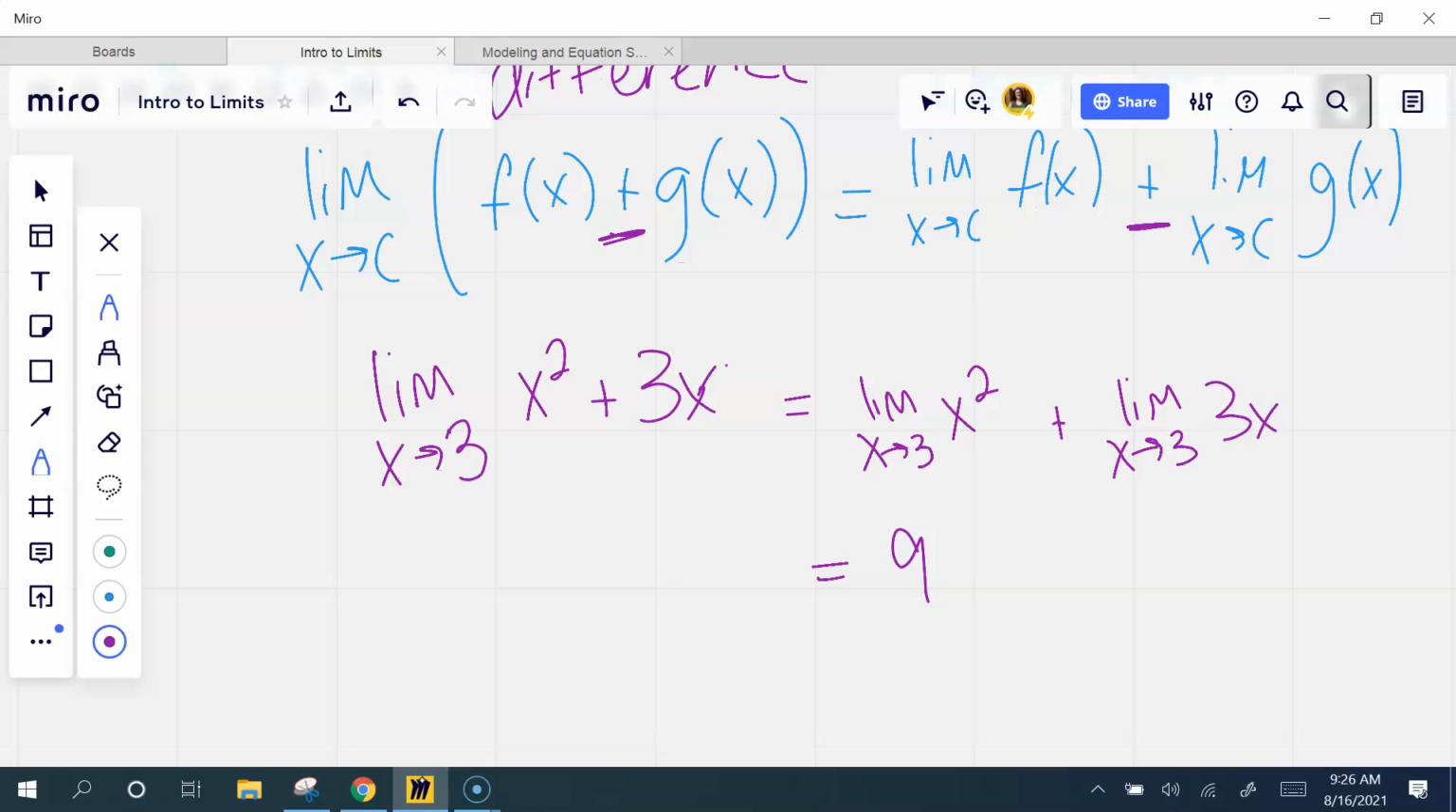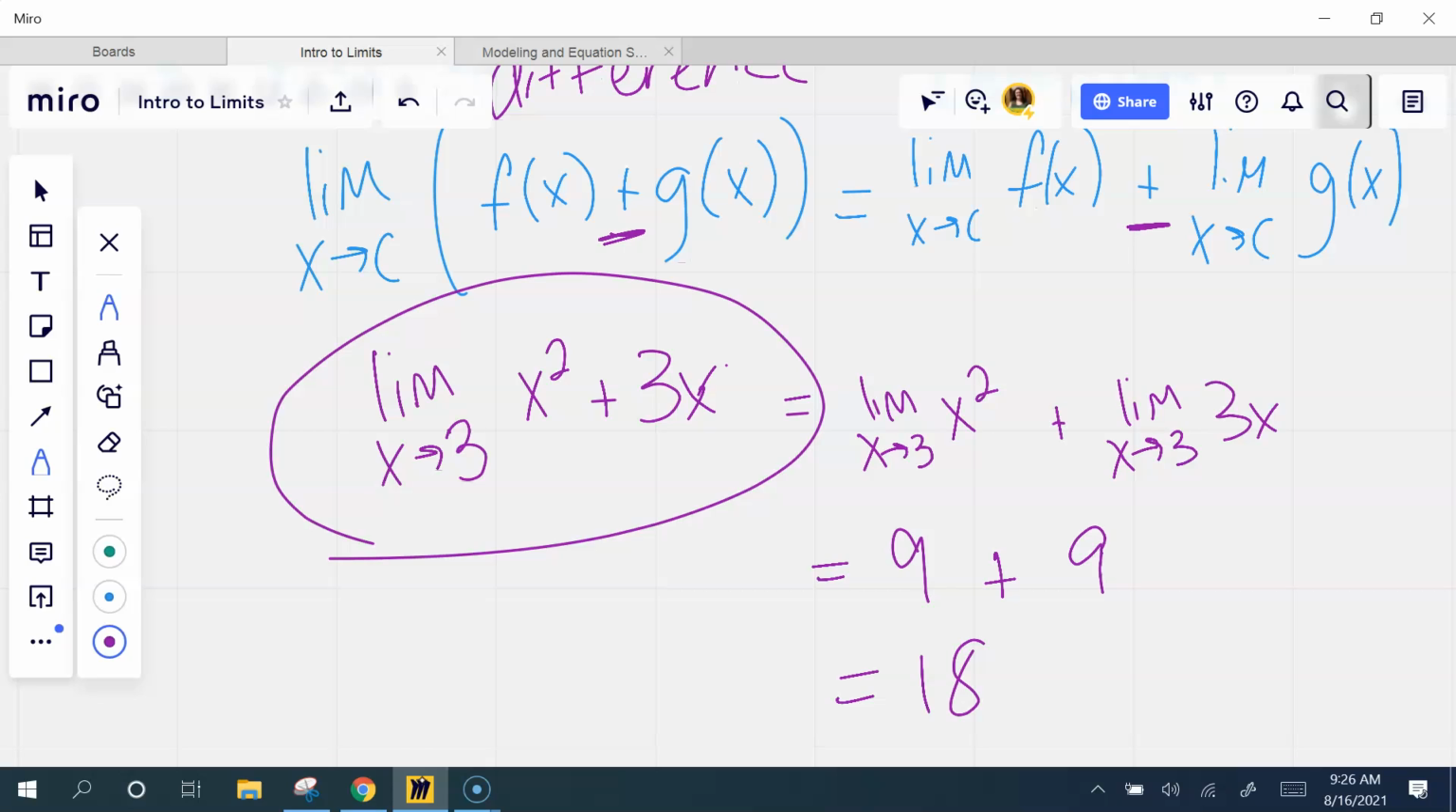How about 3x? What's the limit as x goes to 3? 9. So the limit as x goes to 3 of x squared plus 3x is 18. We're just going to plug in if it's a defined function. The problems happen when I start dividing by 0 and have asymptotes and that kind of thing.